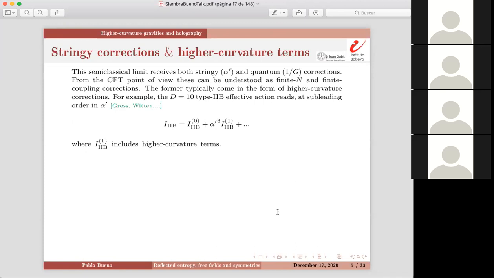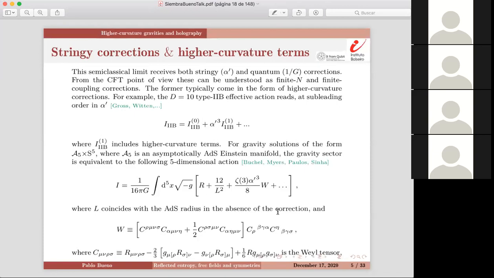And there is a correction, and the leading correction is in alpha prime cubed. This includes higher curvature terms. In particular, a nice way to see this is how this reduces to 5 dimensions. The gravity sector can be seen to be completely equivalent to an effective action in 5 dimensions, where what you have is the Einstein gravity action, plus a cosmological constant, of course.